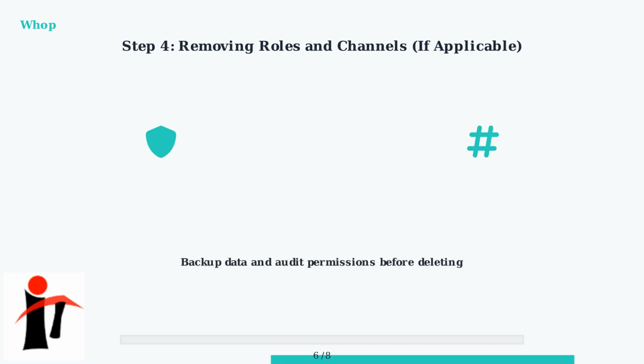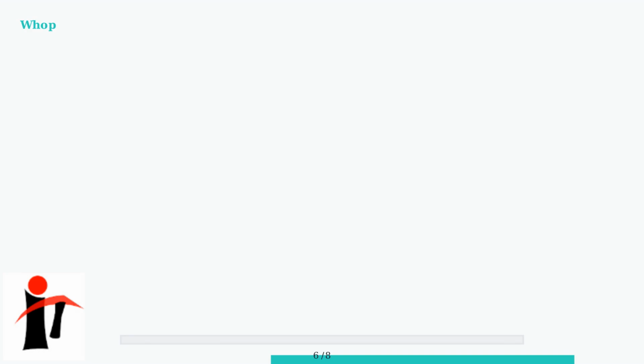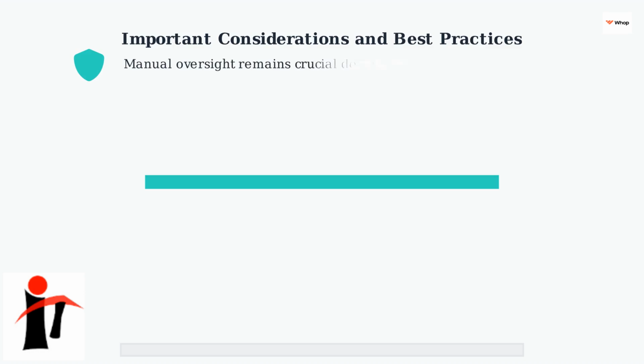Before making changes, always back up important community data, as some bots may store settings externally. Also, audit permissions to ensure no residual access remains. This thorough cleanup helps maintain a secure and organized server. While Whop has made app removal much easier, manual oversight is still essential for complete security.